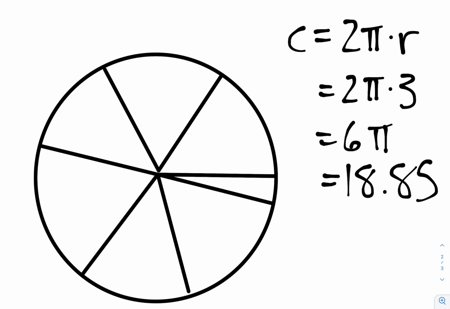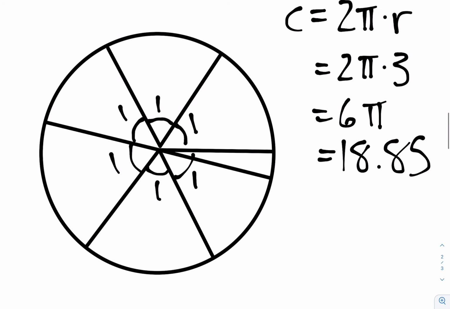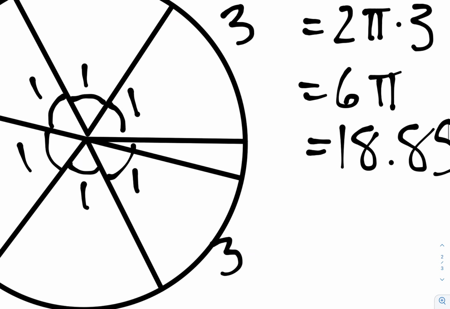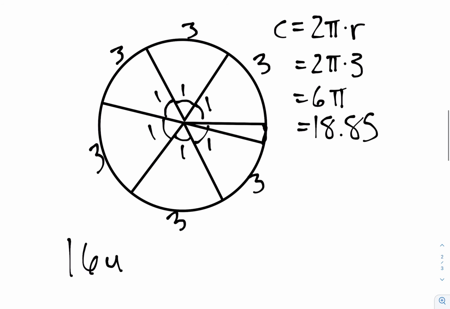Okay, so if we did 6 radians and we increment it 1 radian each, so this is 1, this is 1, this is 1, this is 1, this is 1, and this is 1. If each of these is 1 radian, this will be 3, this will be 3, and so on. So we have 6 3s, so if we add all those up, the circumference, excluding this area right here, will be 16 units.